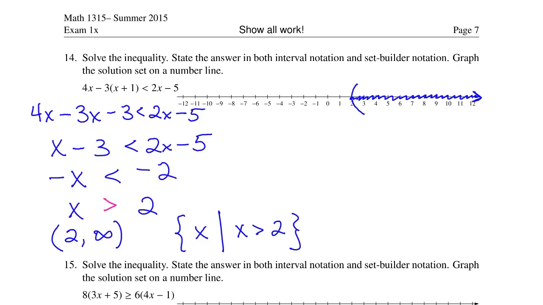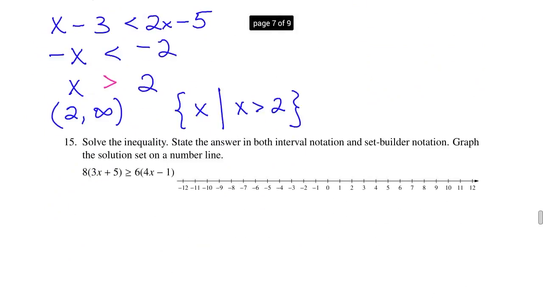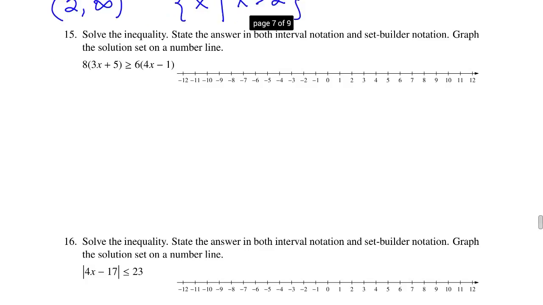Next, let's look at problem 15. Solve the inequality. State the answer in both interval and set builder notations and graph. So to start this one, I'm going to distribute the 8. So we're going to get 24x plus 40 is greater than or equal to 24x minus 6.